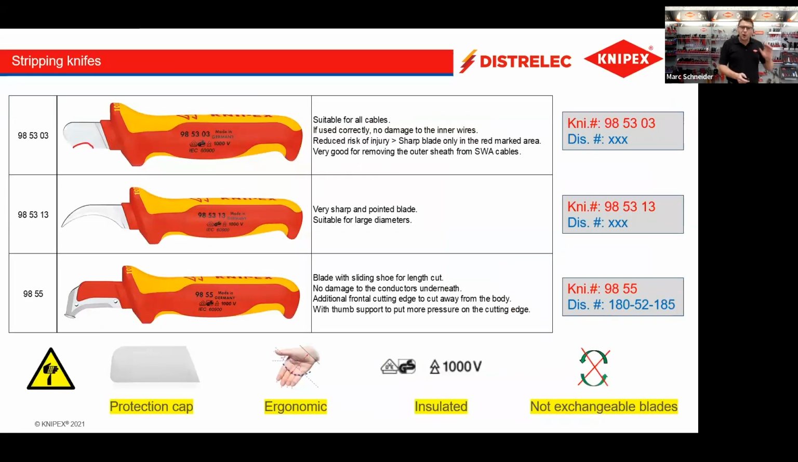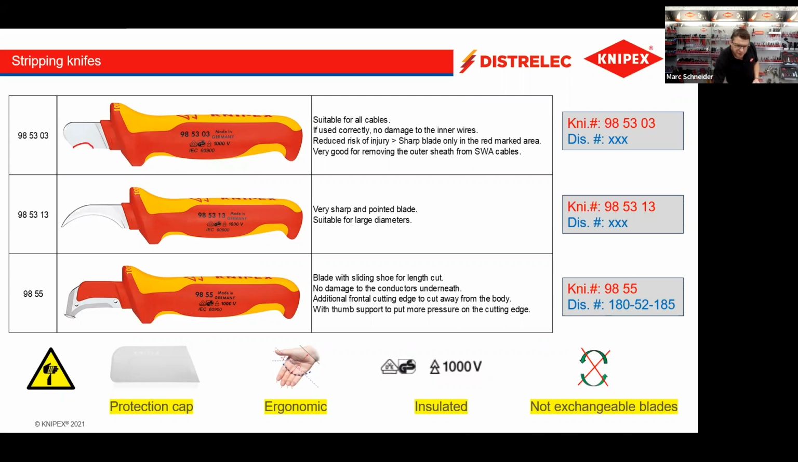So Knipex does also have different cable knives in its range. Let's check out the article 9855 here, the last one. This knife has a sliding shoe at the tip. This here is the sliding shoe. This sliding shoe prevents the underlying layers from being damaged.